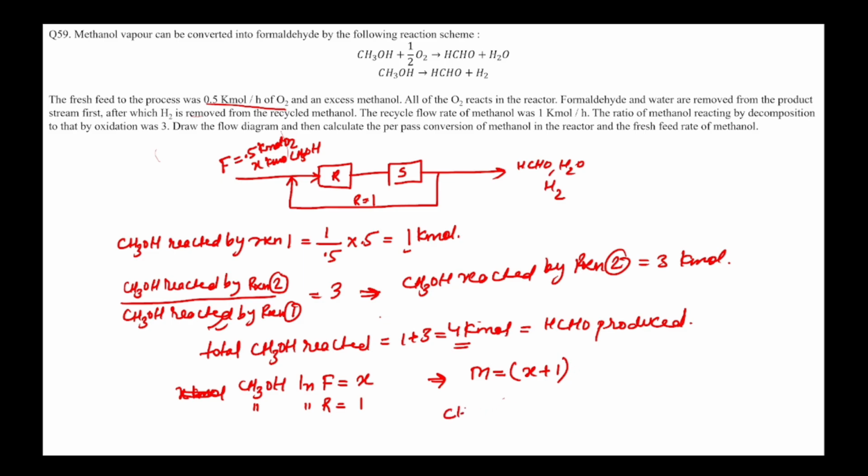So CH3OH unreacted is equal to feed minus reacted, X minus 3. And since this is unreacted, this is the quantity which will be recycled. So it is equal to 1. So X is equal to 4. X is equal to 4 kilomole.